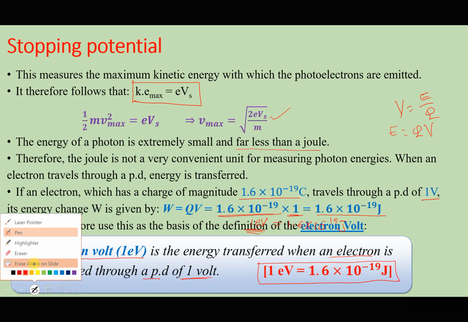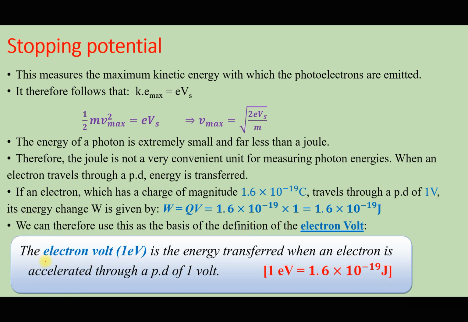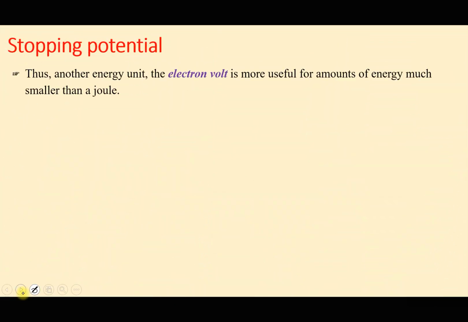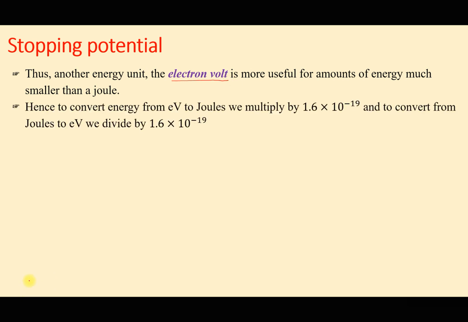So, we define the electron volt as the energy transferred when an electron is accelerated through a potential difference, or a PD, of 1 volt. Thus, another energy unit, the electron volt, is going to be more useful for amounts of energy smaller than 1 joule. So for most energies smaller than 1 joule, we shall use the unit electron volt.